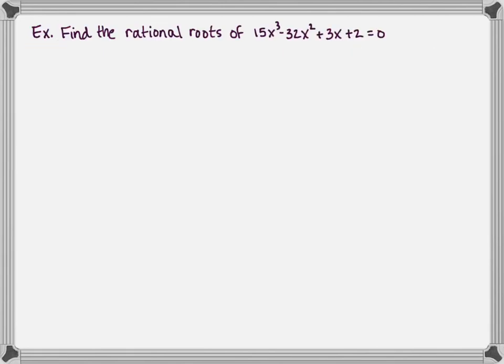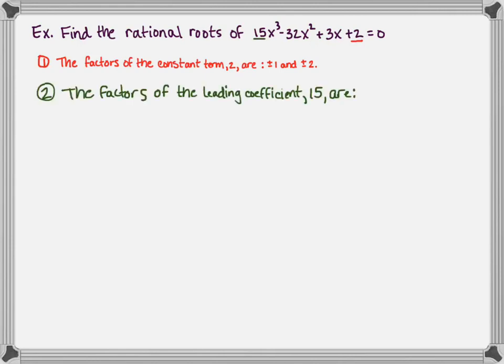Let's look at an example. Let's find the rational roots of 15x cubed minus 32x squared plus 3x plus 2 equals 0. First, the factors of the constant term 2 are plus or minus 1 and plus or minus 2. These are the p's. Then the q's are going to be the factors of the leading coefficient 15. And those are plus or minus 1, plus or minus 3, plus or minus 5, and plus or minus 15.